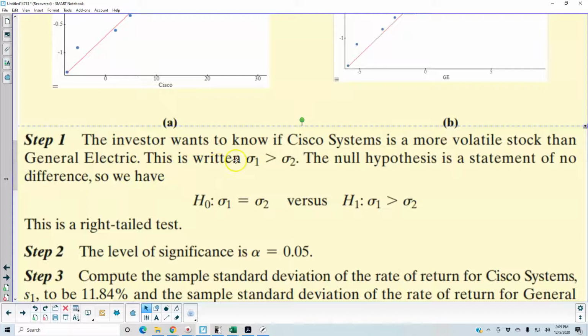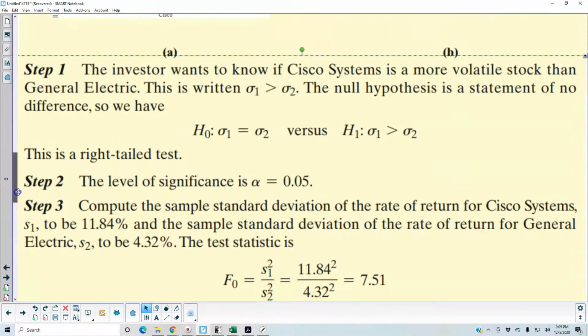So the investor wants to know if Cisco Systems is a more volatile stock than General Electric. So this is written as the population standard deviation 1 is greater than population standard deviation 2. Now recall that the null hypothesis is a statement of no difference, which means this is where the equality is always going to be, versus the alternative, which is the claim stating that population standard deviation 1 is greater than population standard deviation 2. Because this is greater than, we can say that this is a right-tailed test.